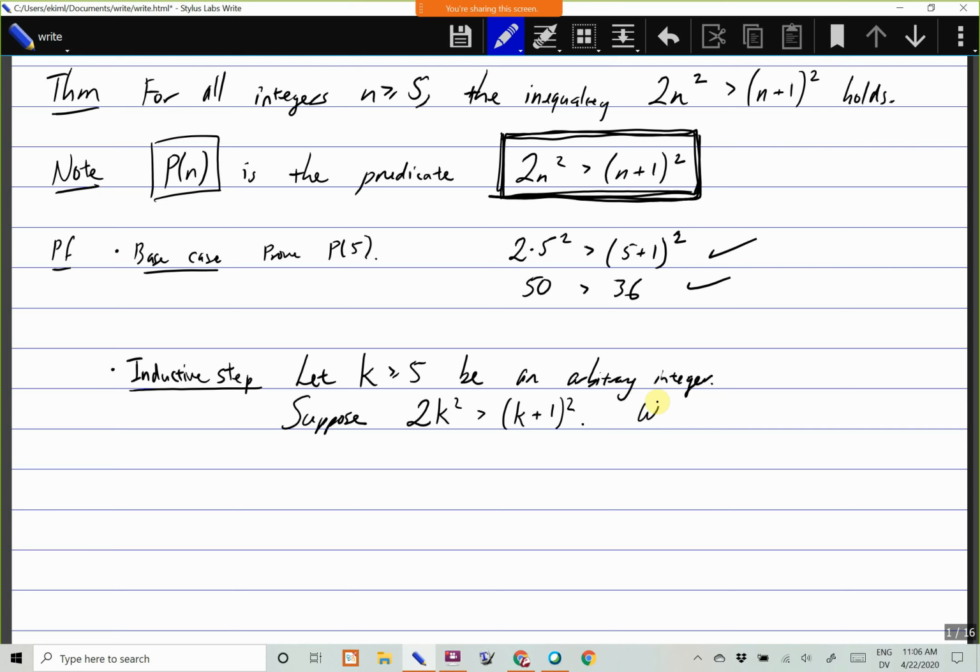And then we want to show P of k plus 1. So we want to show, replacing all the n's up here with k plus 1s, 2 times (k plus 1) quantity squared is greater than, replacing n again with k plus 1, we have k plus 1 plus 1. I'll just write that as (k plus 2) quantity squared. Just to annotate what's going on here, this right there is P of k, and this here is P of k plus 1.